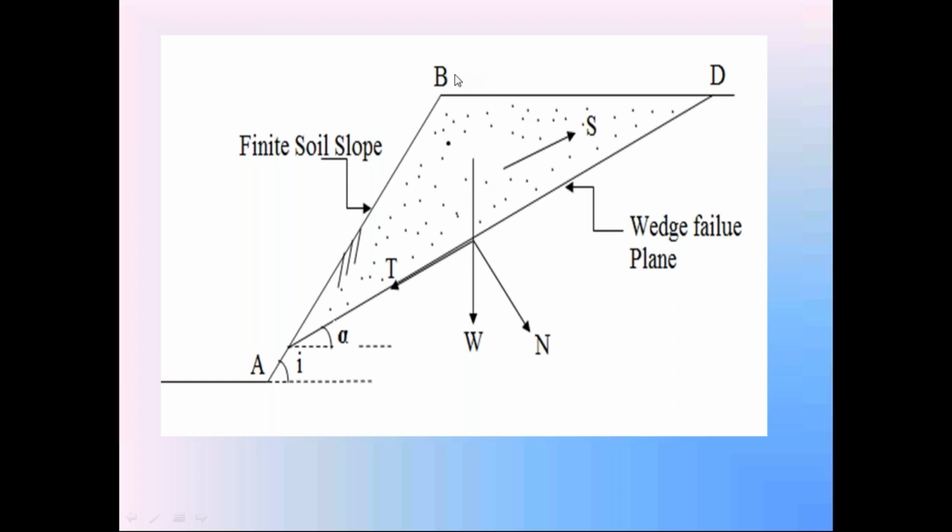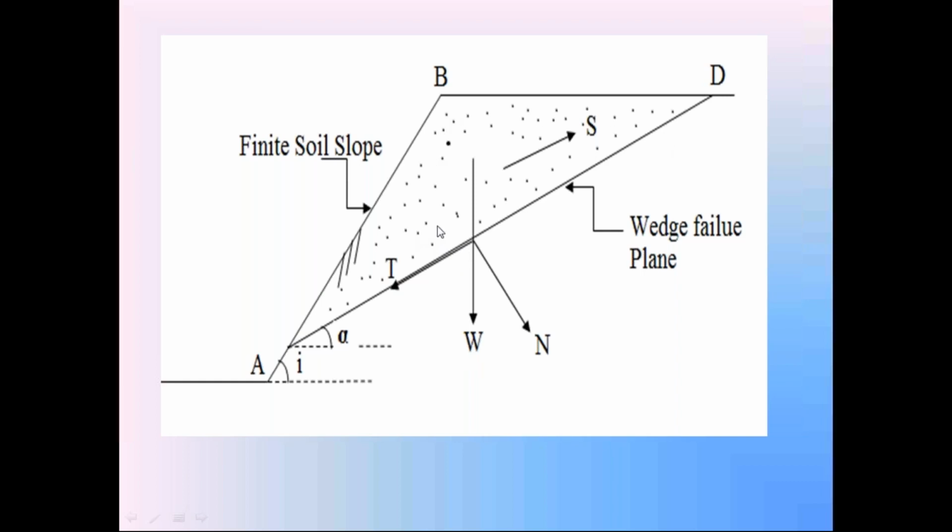Volume is equal to area into unit thickness. You know the bulk unit weight of this soil. The bulk unit weight is known from field observations. By knowing the volume and the bulk unit weight, calculate the weight of the soil ABD, W.